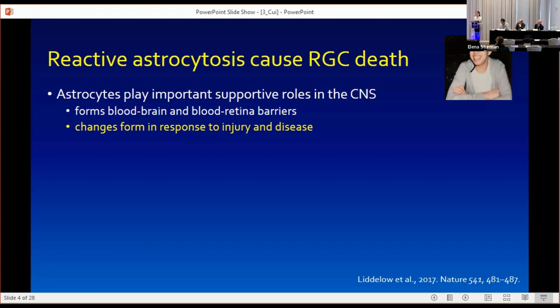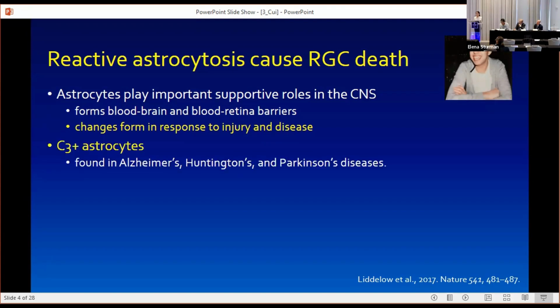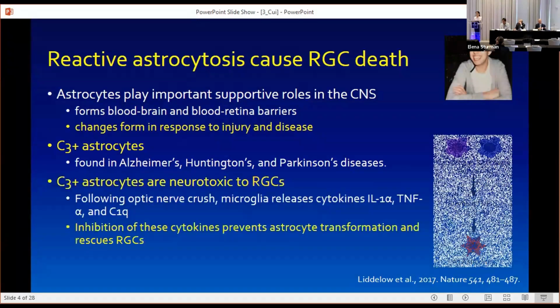And this form change is along a continuum. But specifically, a class of reactive astrocytes called C3 positive astrocytes, otherwise known as A1 astrocytes, have been found in Alzheimer's, Huntington's, and most pertinent to our talk here, Parkinson's disease. This is in contrast to the C3 negative astrocytes, which play a more neurotrophic role.